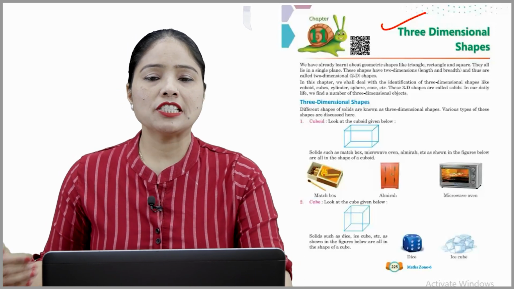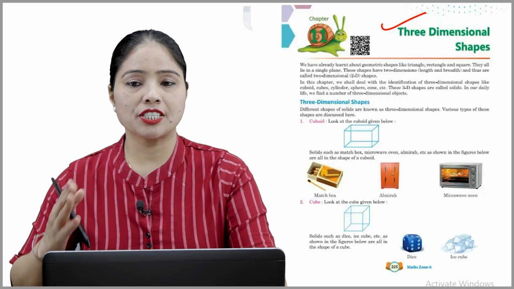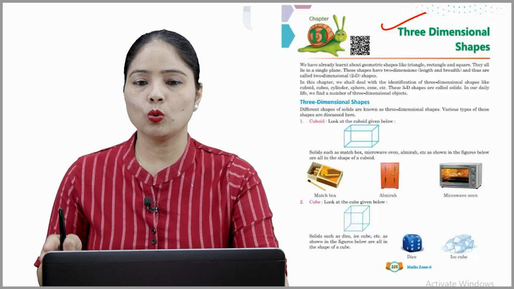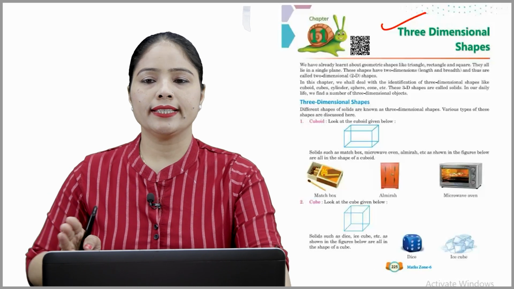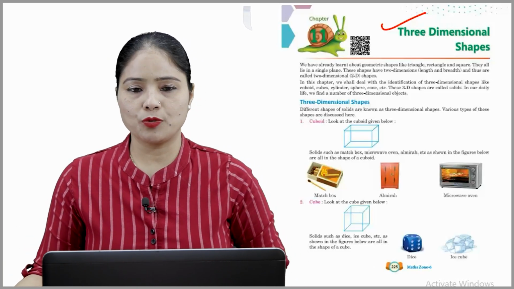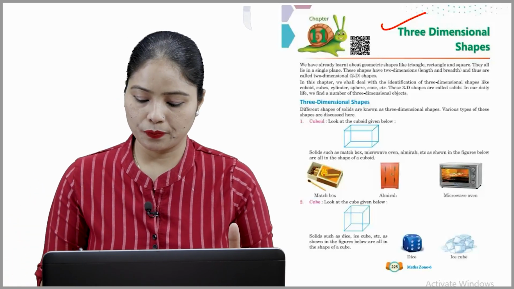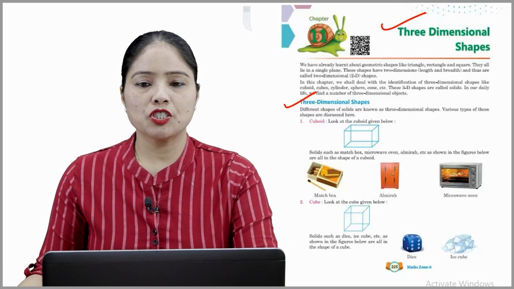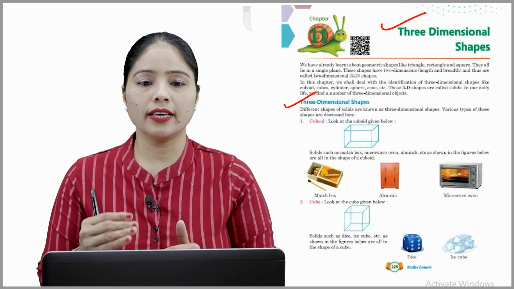In this chapter, we shall deal with the identification of three-dimensional shapes like cuboid, cube, cylinder, sphere, cones, etc. These 3D shapes are called solids. In our daily life, we find a number of three-dimensional objects. So, first one is three-dimensional shapes. Different shapes of solids are known as three-dimensional shapes. Various types of these shapes are discussed here.